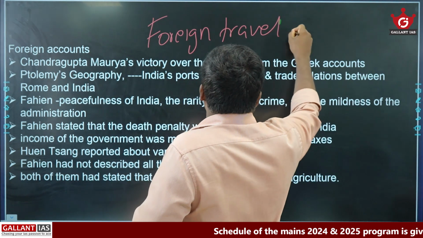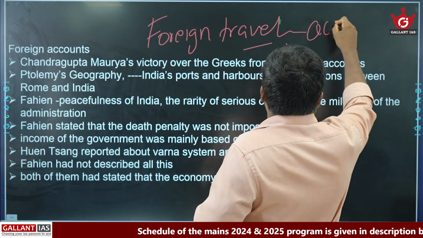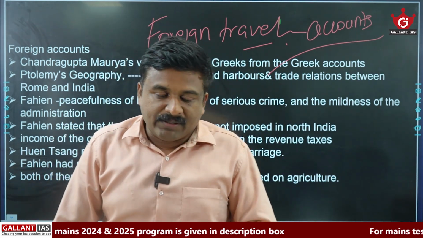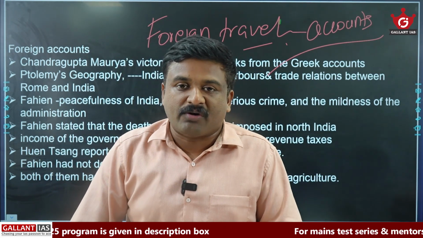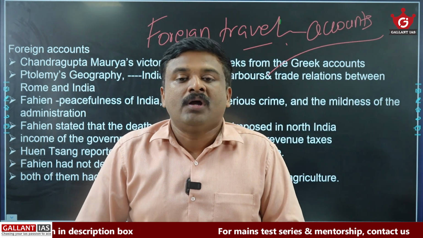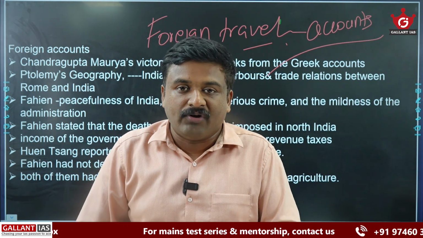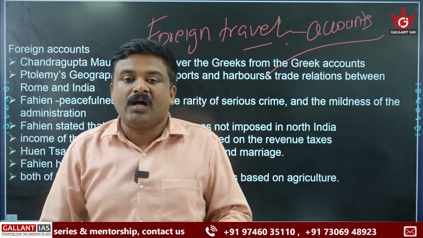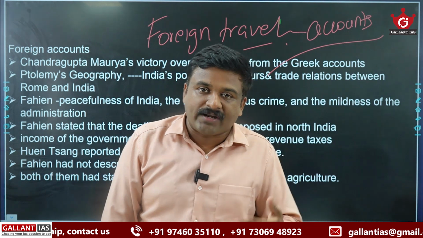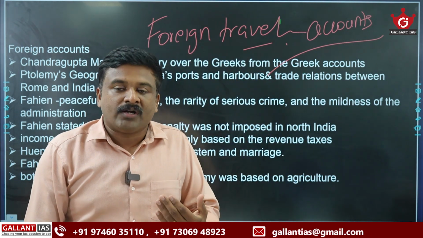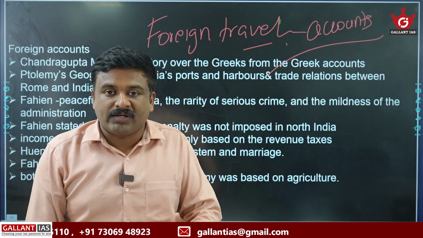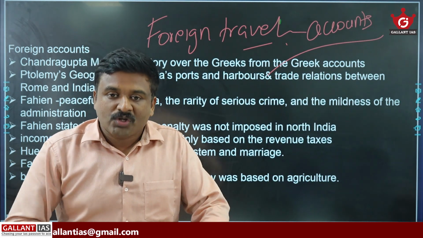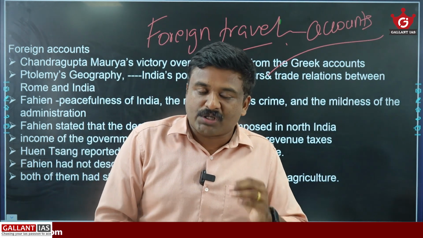These foreign travelers' accounts, or how they describe the cultural developments, the society, the position of women, the status of Buddhism, Jainism, or India's relations with other parts of the world. Many foreigners visited India, Chinese Buddhist pilgrims like Fahien, Huen Tsang, I-Tsing, etc. Megasthenes is there. So there are lots of foreigners who traveled to India and made accounts about India's socio-political, cultural, religious aspects. This is a favorite area for UPSC, especially in the mains part.